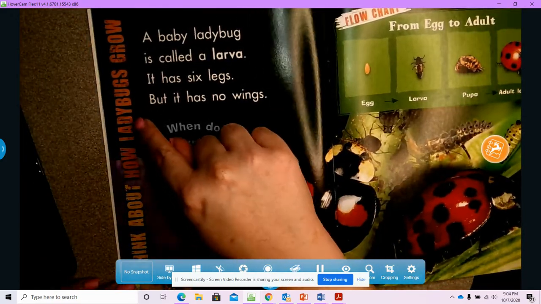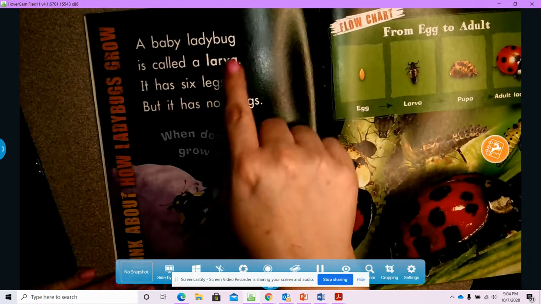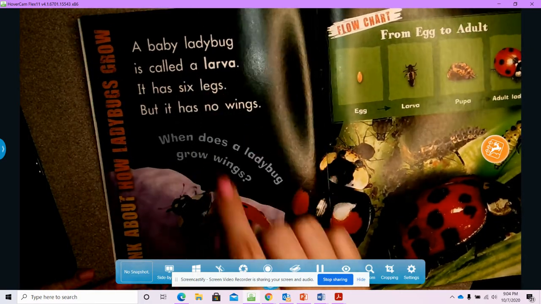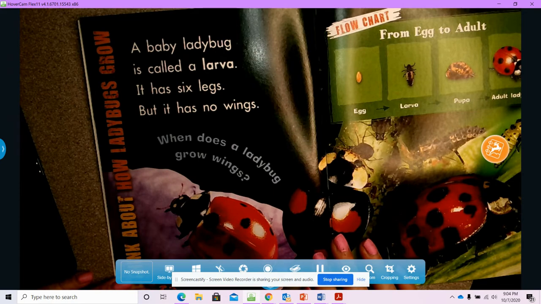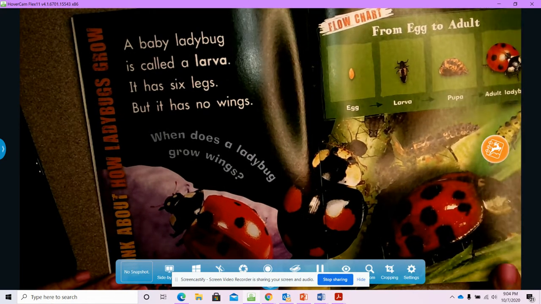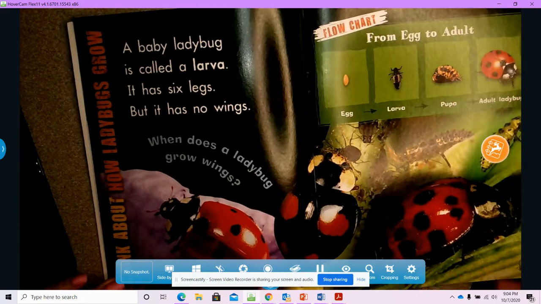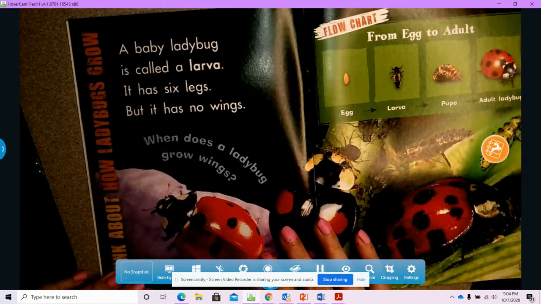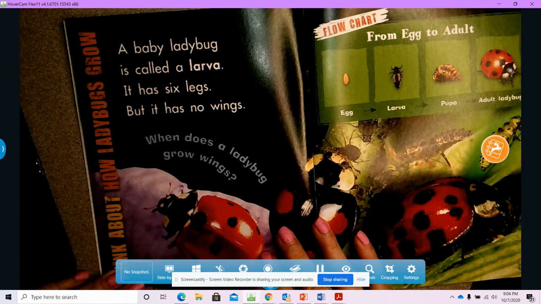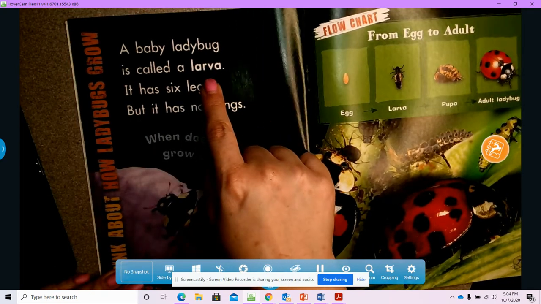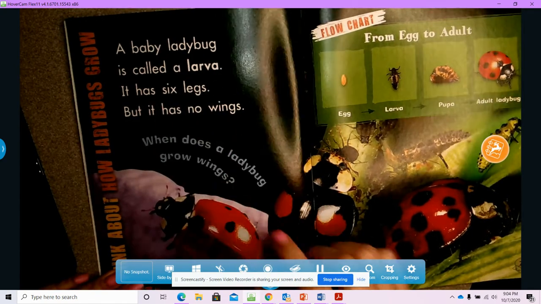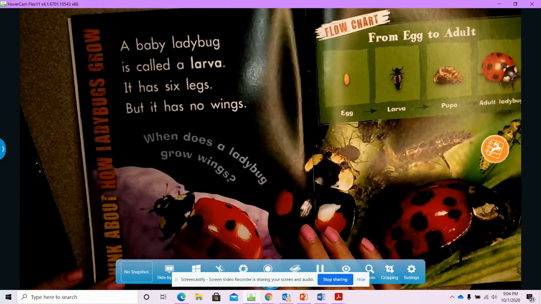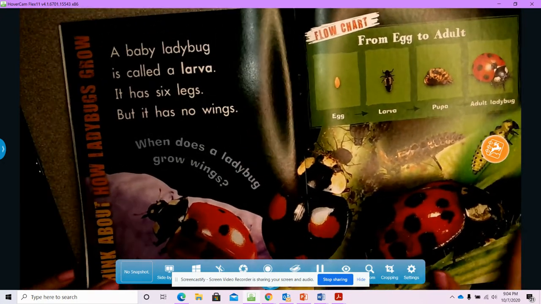Think about how ladybugs grow. A baby ladybug is called a larva. It has 6 legs, but it has no wings. When does a ladybug grow wings? That is an interesting fact as well. Baby ladybugs are called larvae, and they have 6 legs but no wings when they're babies.